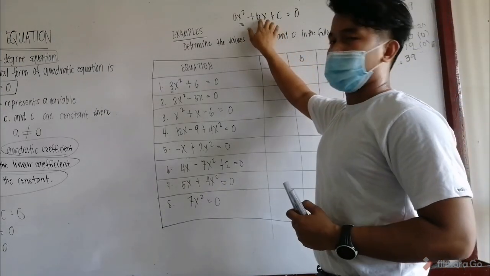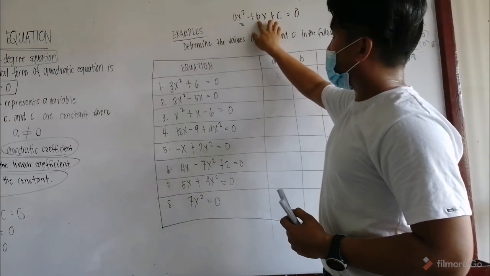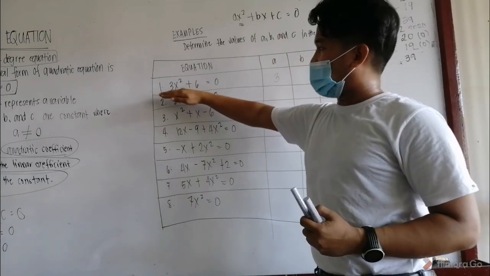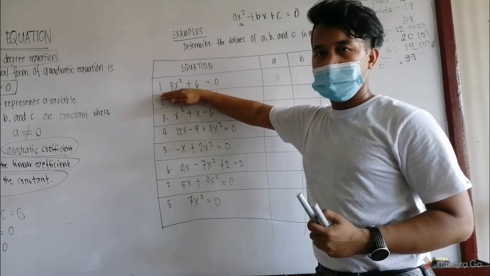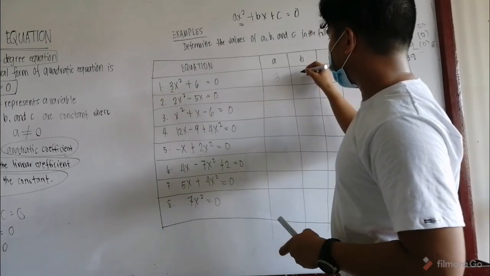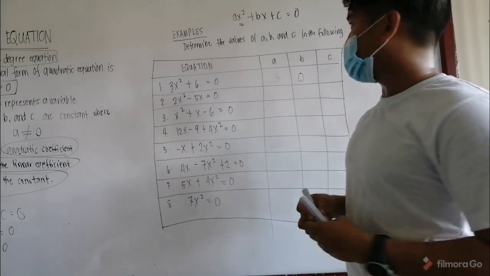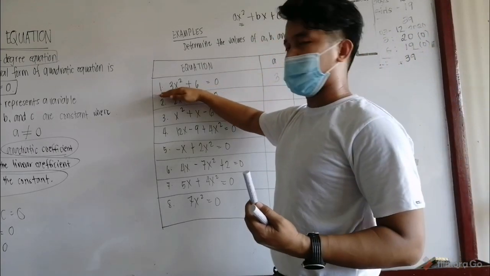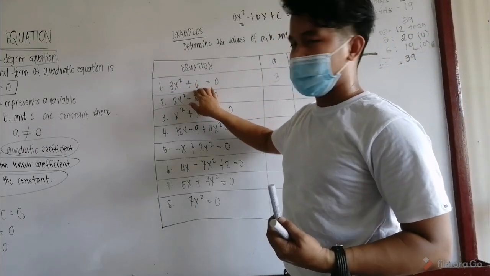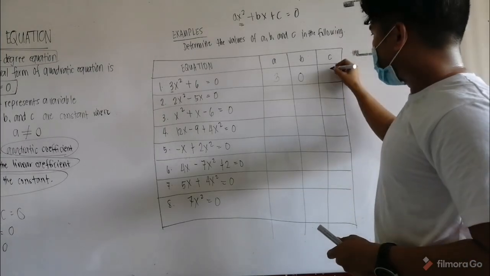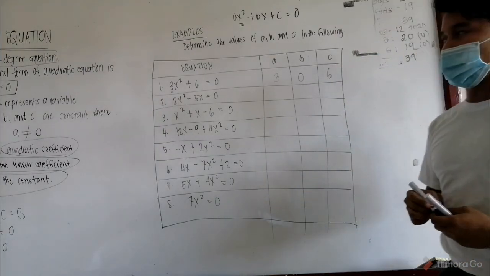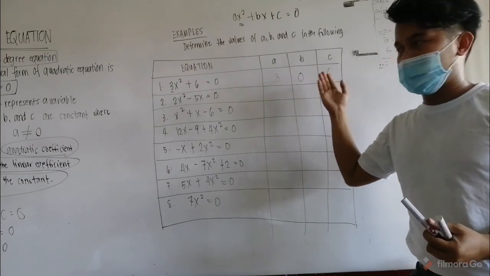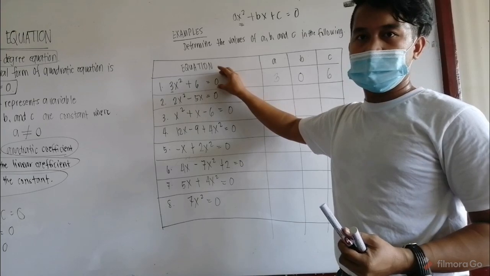What about yung ating b? Yung ating b dito ay kalapit ng x, the variable x. Okay? Now, may nakikita ba kayong x dito? Wala. Therefore, our b here is 0. And for our constant, wala siyang kasamang variable. So, alin ba dito yung walang kasamang variable? That is the 6. Therefore, our c is 6. Now, we have our value of a, b, and c in the given equation 3x squared plus 6.